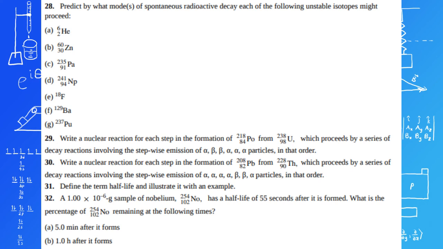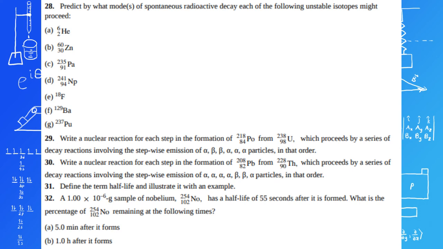29. Write a nuclear reaction for each step in the formation of polonium-218 from uranium-238, which proceeds by a series of decay reactions involving the stepwise emission of alpha, then beta, then another beta, then 3 more alpha particles in that order. So you just want to write 6 nuclear equations. Shouldn't be too hard to do. It's just kind of a chore because it's 6 of them. But if you need the practice, that's 6 equations you can practice with.